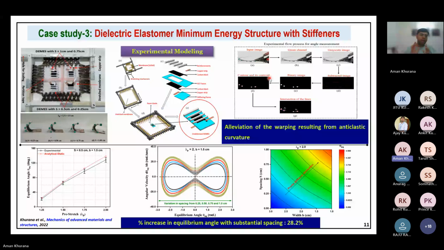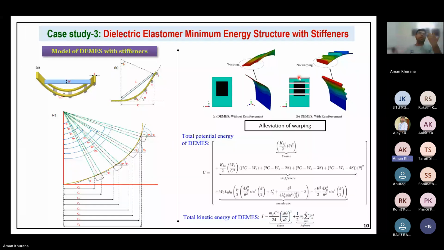But we should have some confirmation from the experiment on whether what we are obtaining is actually what we are getting at the ground level. So for that, we have conducted an experiment on the DMS with the stiffener. We have proved that by putting in a stiffener, we will get a completely warping elevated structure. So we start with that.